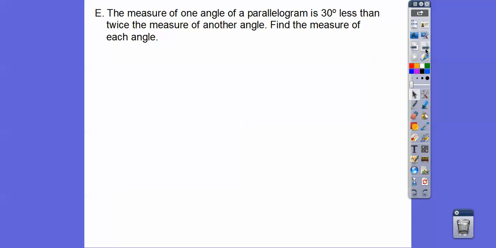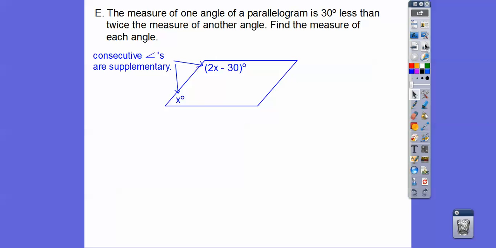Okay, all right, so the measure of one angle of a parallelogram is 30 degrees less than twice the measure of another. Find the measures of each angle. Okay, no picture, so draw a picture. All right, let one of them be x, you guys, and this one is 30 degrees less than twice this angle. So this one's going to be 2x minus 30, okay? And those are consecutive angles. They're supplementary. So we add them up to be 180, and then solve, and we get x equals 30.